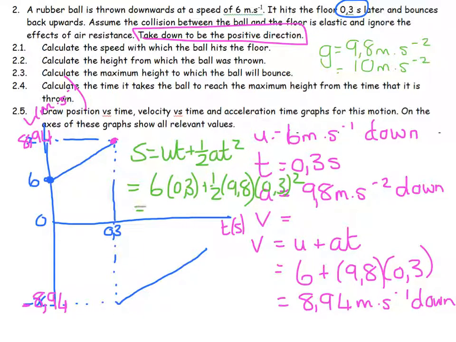And that becomes 2,24 meters. So that was 2,24 meters above the ground before it hit the ground. That's this portion of the motion.